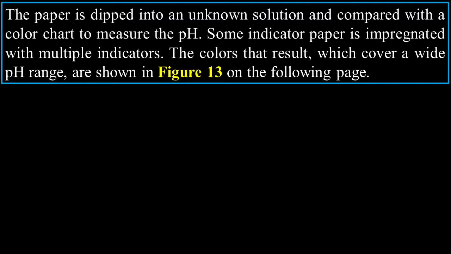The paper is dipped into an unknown solution and compared with a color chart to measure the pH. Some indicator paper is impregnated with multiple indicators. The colors that result, which cover a wide range of pH, are shown in Figure 13 on the following page. This works really well if you're trying to narrow down what a solution is, but if you're checking blood, where a tenth of a change in pH could indicate some kind of illness or some kind of problem, an indicator is not indicated for general use of this nature.